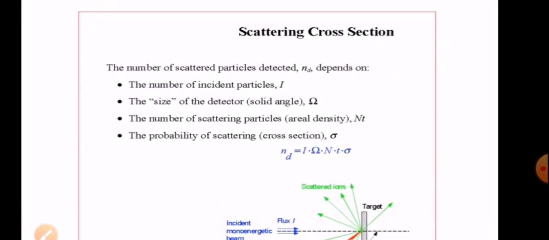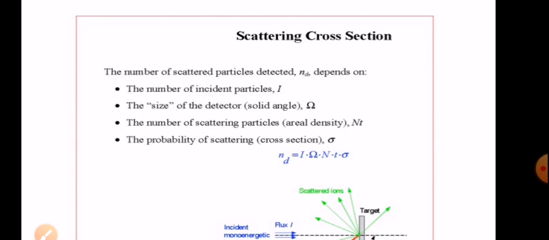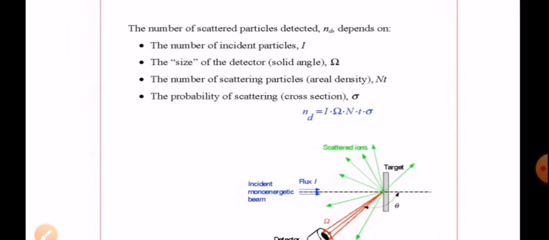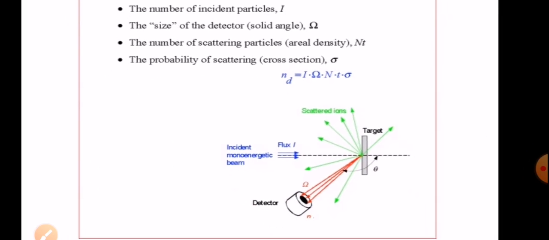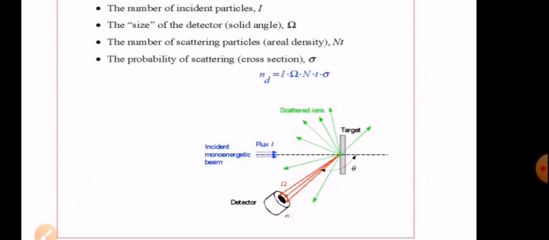That is the number of incident particles, I, then the size of the detector. The size means it is actually the solid angle, not the physical size, the solid angle through which the scattering is happening, omega. The number of scattering particles means the particles that are in the target. That is what we have to find out. So NT is to be determined. Then the probability of scattering, the cross section, and many other terms are there that we have dealt with earlier.